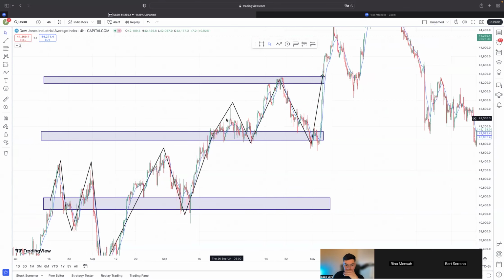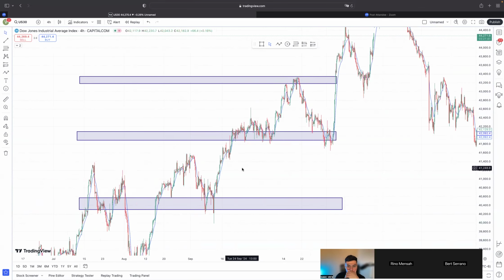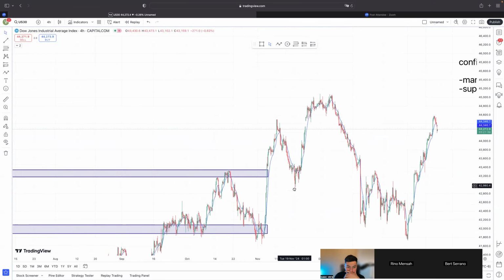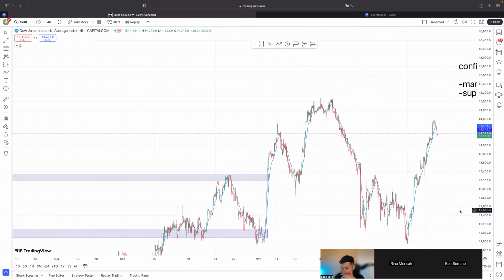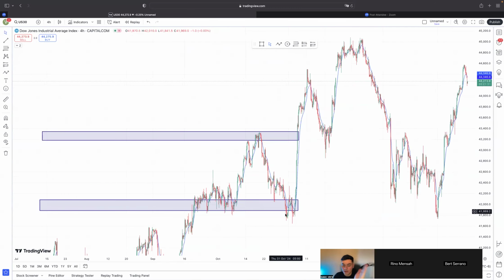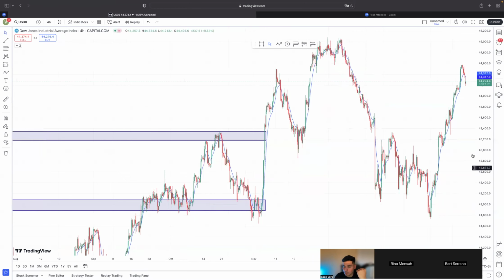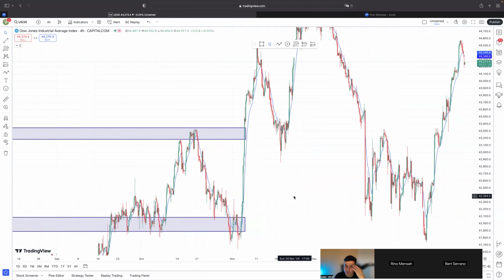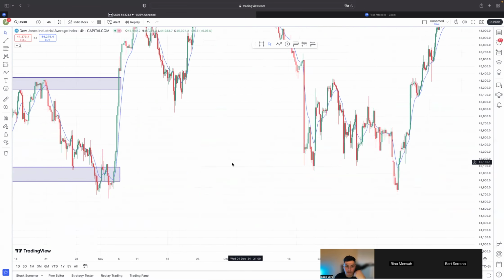Okay, so I'm going to try to find another way of explaining it. Basically, like this example. When the resistance is broken and retested, how would you know it will continue to go up? Good question. You would have to expect a retest in the same area, and another confirmation would be, if it's going to the upside, you would be looking for a bullish engulfing candle, or if it's going to the downside, a bearish engulfing candle.